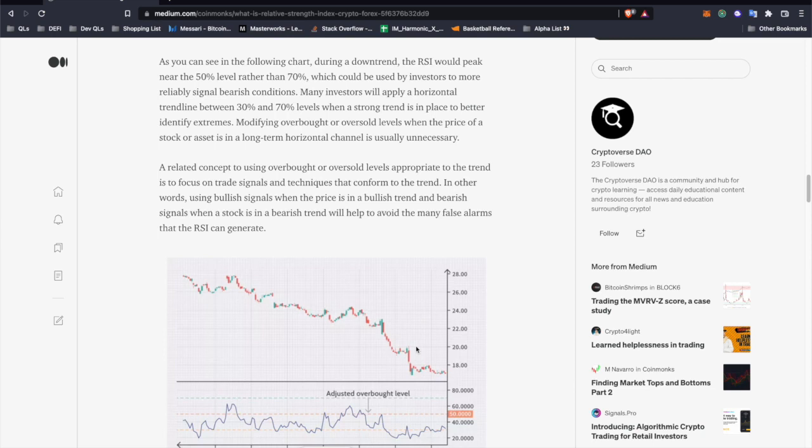Many investors will apply a horizontal trend line between 30 and 70% levels when a strong trend is in place to better identify extremes. Modifying overbought or oversold levels when the price of a stock or asset is in a long-term horizontal channel is usually unnecessary. A related concept to using overbought or oversold levels appropriate to the trend is to focus on trade signals and techniques that conform to the trend. In other words, using bullish signals when the price is in a bullish trend and bearish signals when a stock is in a bearish trend. That'll help you to avoid many of the false alarms that the RSI can generate.